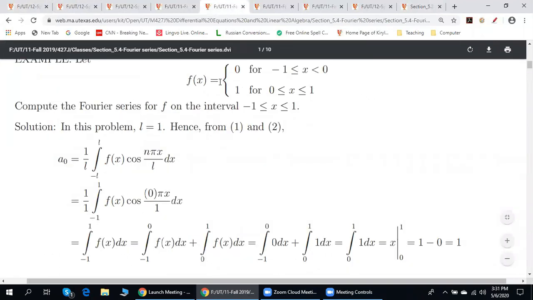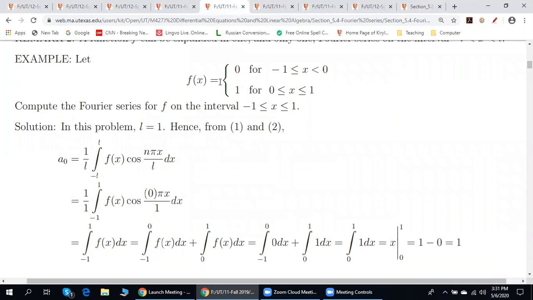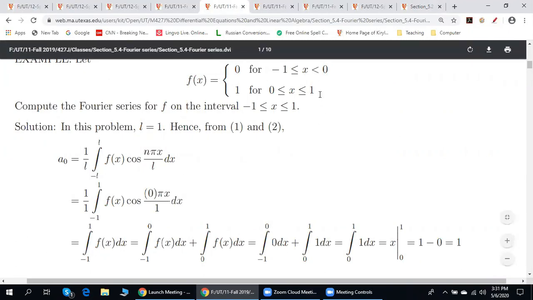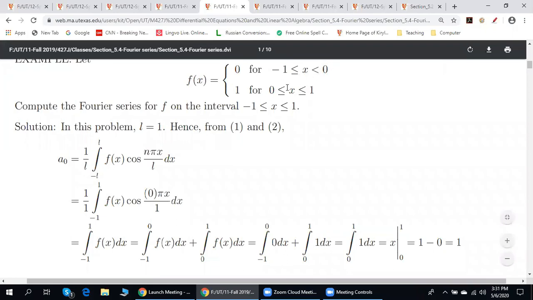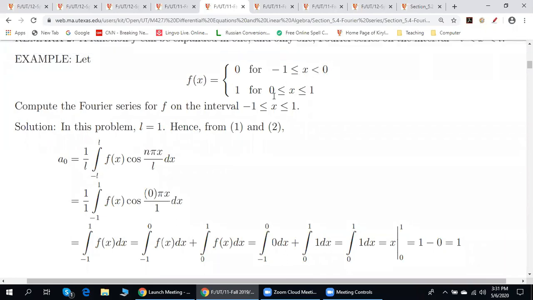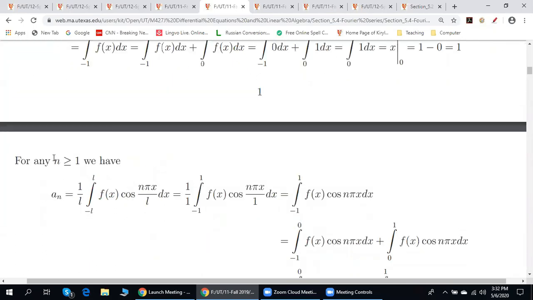f has a finite number of discontinuities. At 0, our function is discontinuous. Do not confuse integration and differentiation. We cannot take the derivative if our function is discontinuous, but we can perfectly integrate this function. Does this answer your question? Yes, thank you.